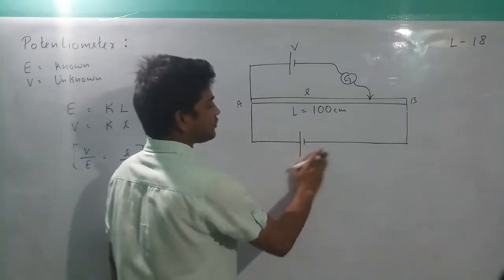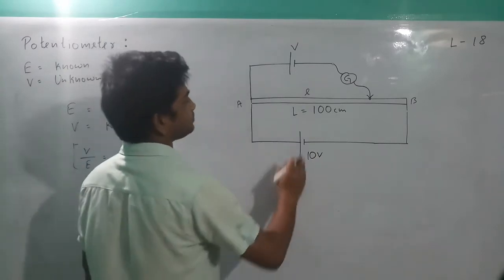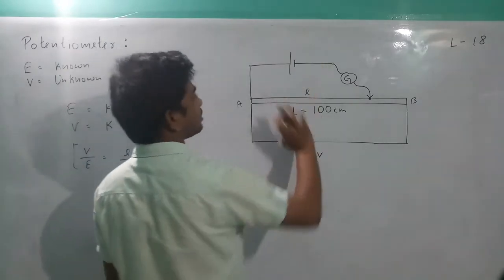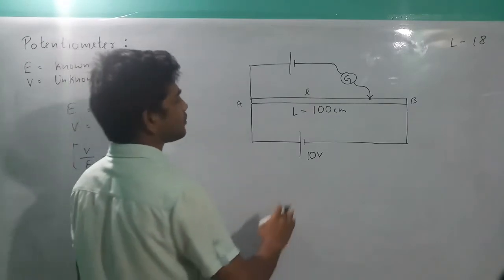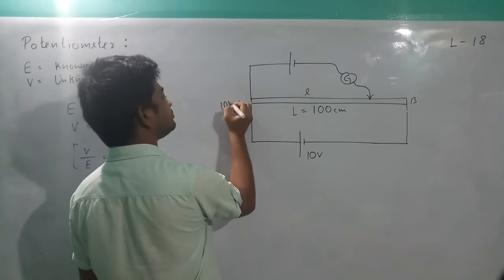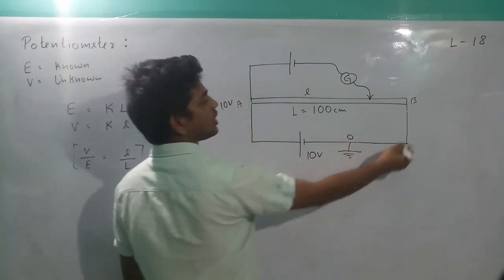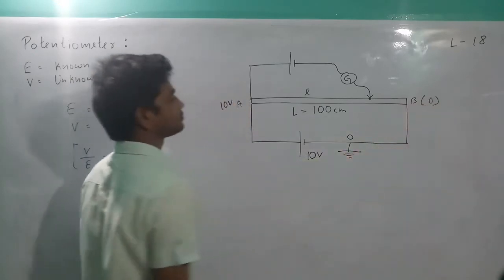Suppose the value of EMF is 10 volt. Okay, the value of EMF is 10 volt, and we need to calculate this. Now what we are going to do is, if this is 10, so potential of A will be how much? 10 volt. Suppose this is grounded, so its potential will be 0, and potential of B will be again 0 volt.